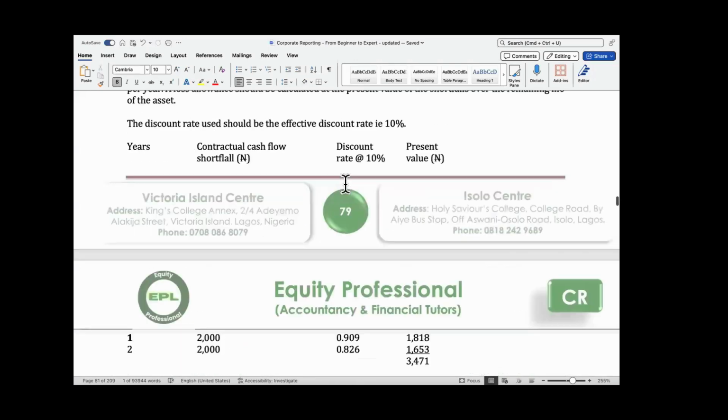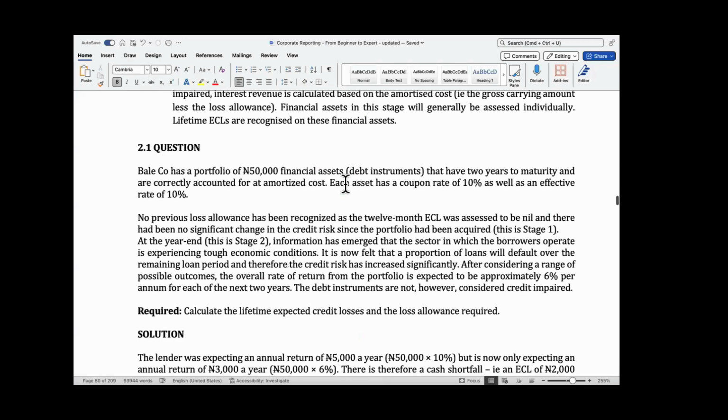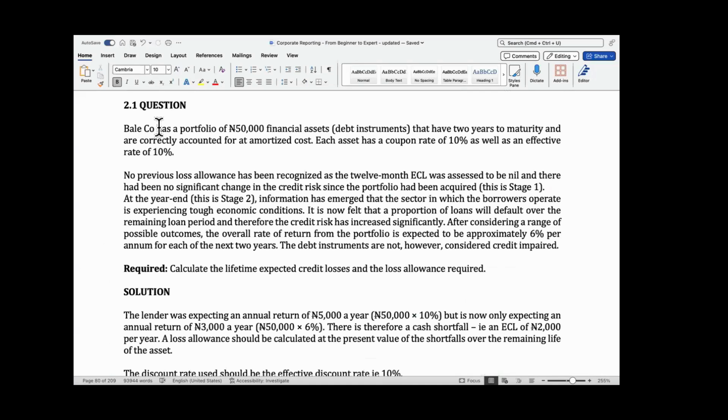Okay, let's look at this question here, just to emphasize my explanations. This company now, Bailco, has a portfolio of 50,000 financial assets that have 2 years to maturity and are correctly accounted for at amortized cost. Each asset has a coupon rate of 10% and the effective interest rate is 10%. So this guy invested 50,000 in debt, 2 years maturity, and he's supposed to collect interest of 10%.